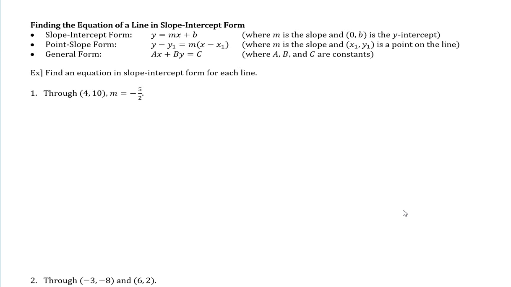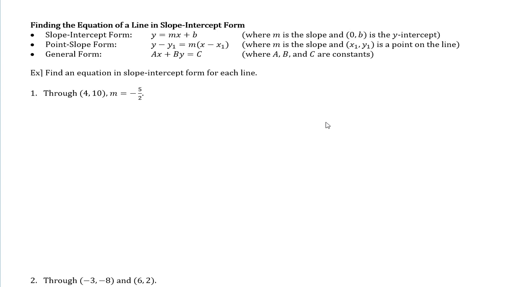Hello everyone. Welcome to our video on finding the equation of a line in slope-intercept form. So there's three forms to a line. We have the slope-intercept form. This is usually best when we need to graph something. It's also usually the best form just to have overall.